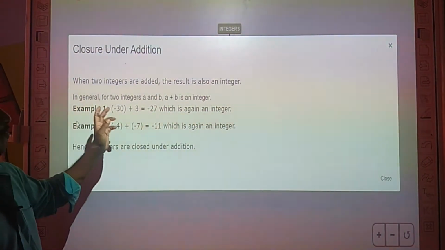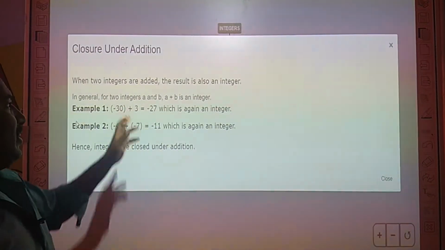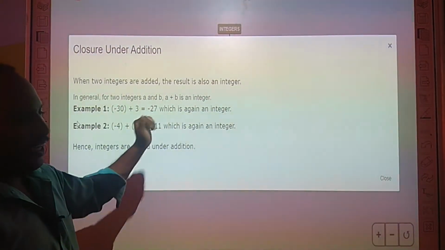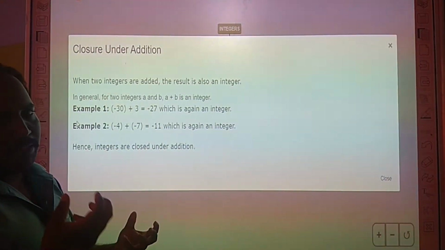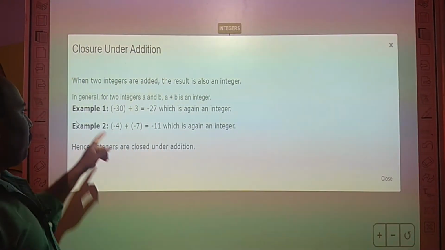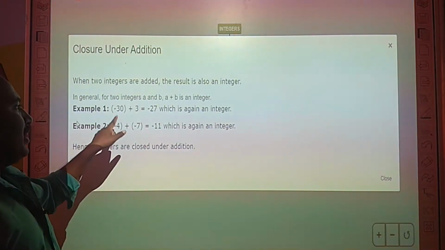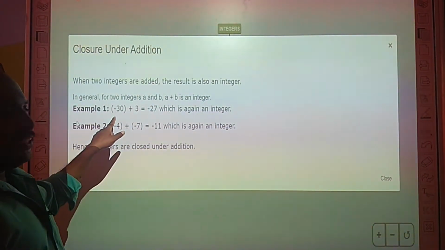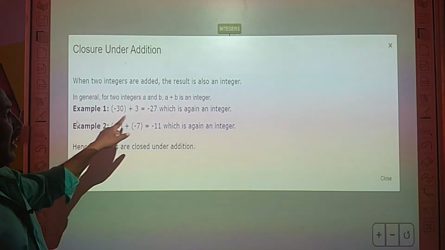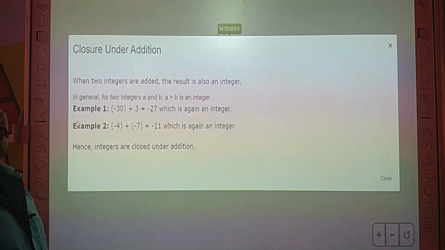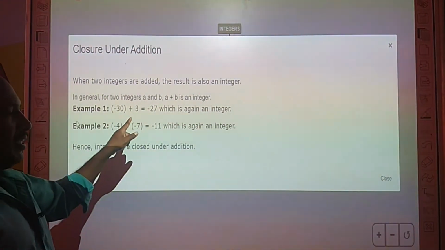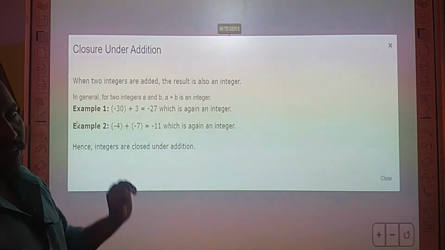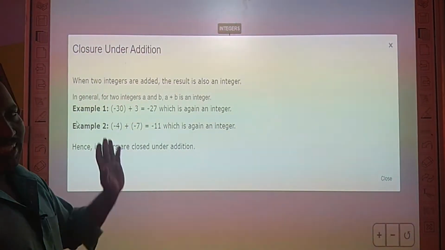In general, we take two integers a and b. That means a plus b is an integer. For example, minus 30 plus 3. It is an integer. The first integer is minus 30 and the second integer is 3. Minus 30 plus 3 is equal to minus 27, which is an integer.